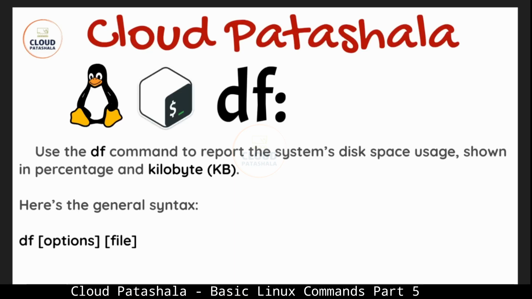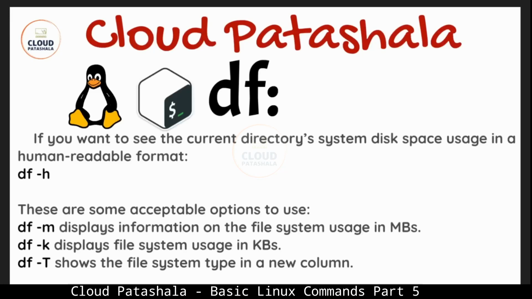We can also have some flags like -m, which displays the information in megabytes, -k, which displays the information in KB, -t, which shows the file system type in a new column. We can also have -h, which would show us the details of the file system in a human readable format.